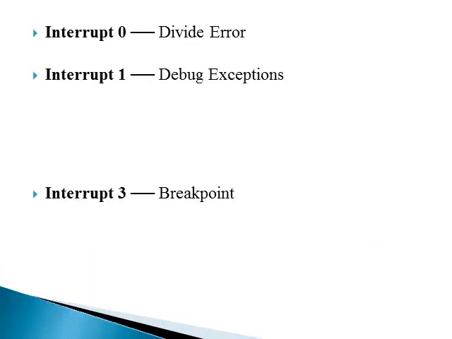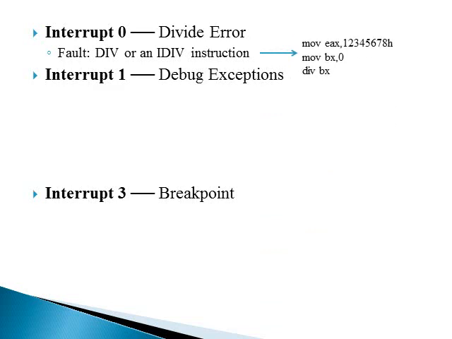Interrupt 0, which is a divide error, is a fault which occurs because of a DIV or IDIV instruction when the divisor is 0. Let's see an example. As you can see, a number 1, 2, 3, 4, 5, 6, 7, 8, which is the dividend, is stored in the EAX register, and the divisor, which is 0, is stored in the BX register. Whenever the divide instruction is executed, it will find that the divisor is 0 and a divide error exception will be reported by the processor.